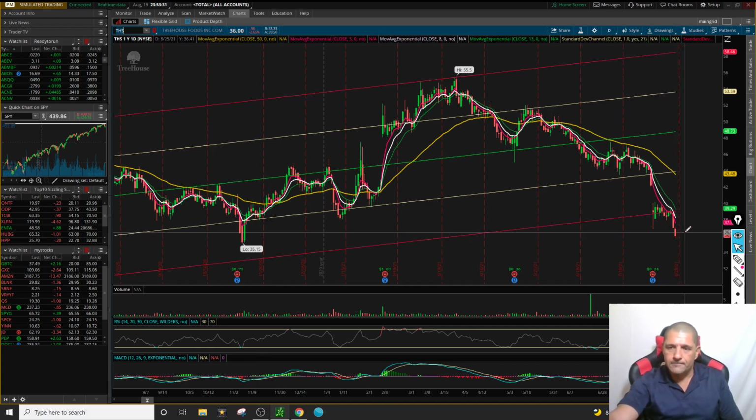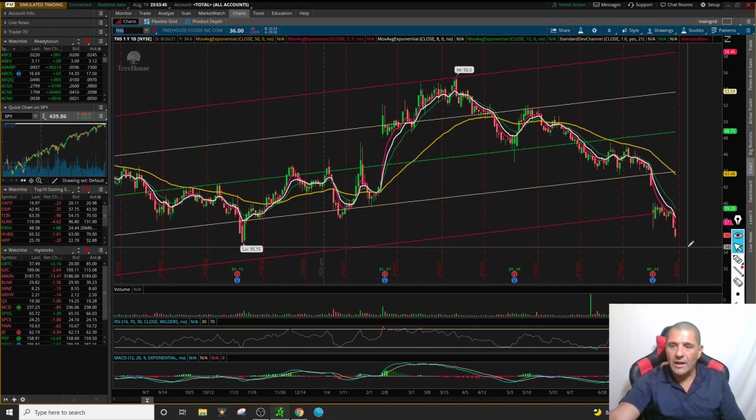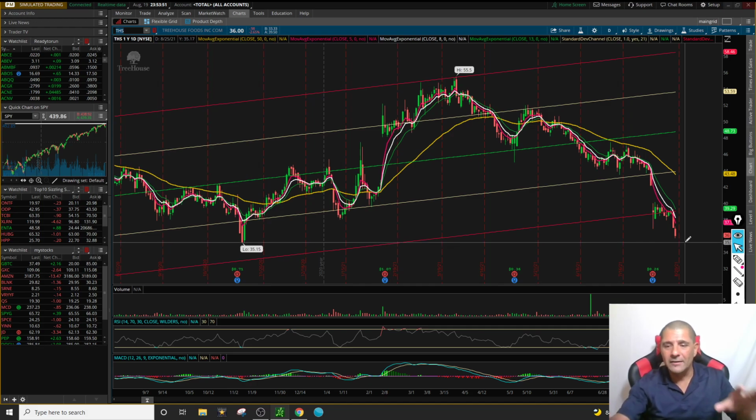Now there is another way to play this one, with options: do a put credit spread and get money out of these stocks even if it's not going to touch the strike price of the option. But that's a little more advanced, a little more difficult. But that's how you should find stocks that are going higher from here.